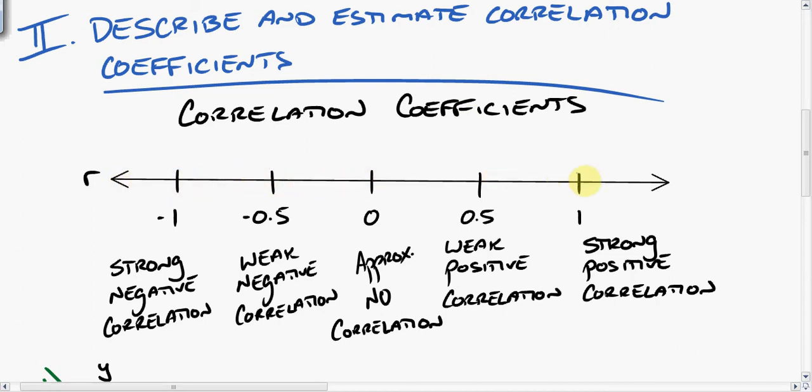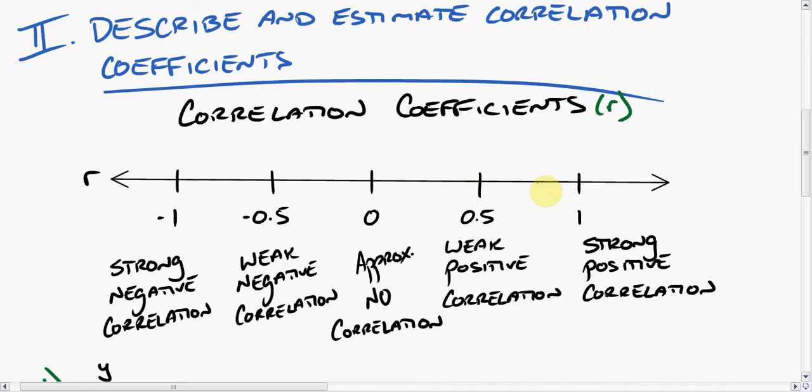All right, and so we got a little number line here, and notice that there's an R over on the left side. Our correlation coefficients are going to be represented by the letter R. And correlation coefficients can actually be any number between -1 and 1. Any number. We're going to simplify things though, and we're just going to give our correlation coefficient one of 5 values. So it's either going to be -1, -0.5, 0, 0.5, and 1. So we're only going to deal with 5 values between -1 and 1.